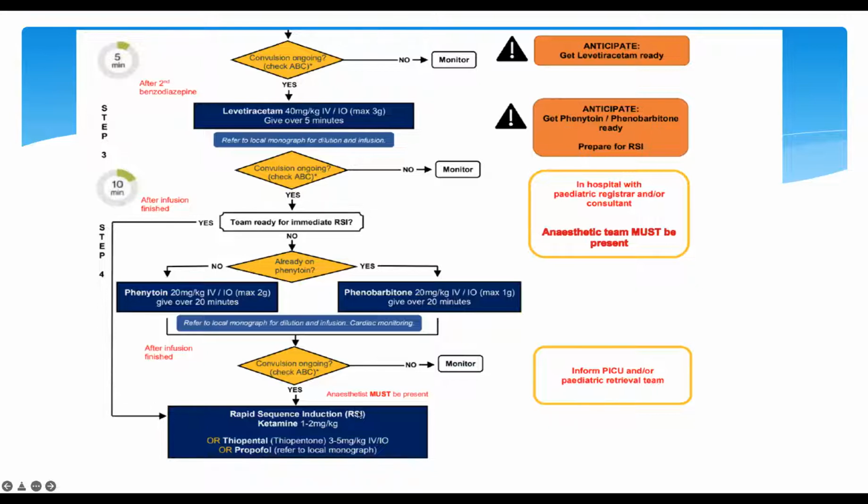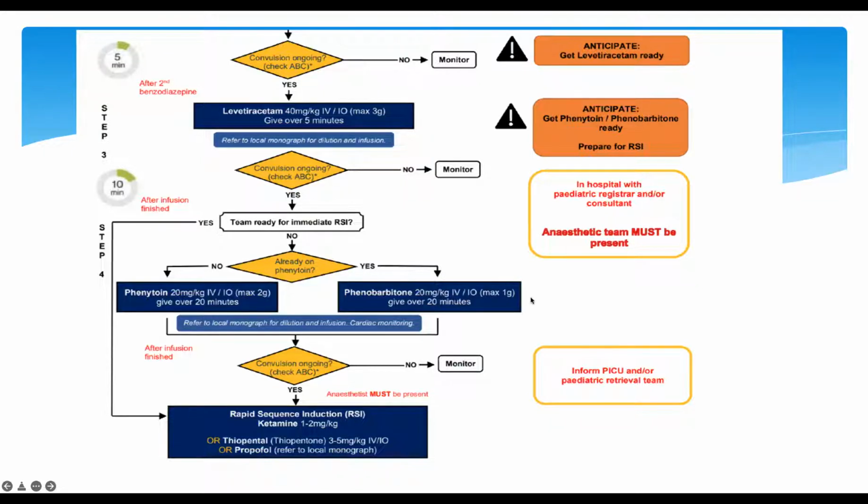to go to rapid sequence induction, either with ketamine, thiopental, or propofol. Again, the guideline group hasn't got enough evidence to choose which one is better. Therefore, they left it to the local teams to decide which one they are most comfortable with. However, if there is no readiness in terms of rapid sequence induction, we can go for phenytoin. If the child is already on phenytoin, go to phenobarbital.